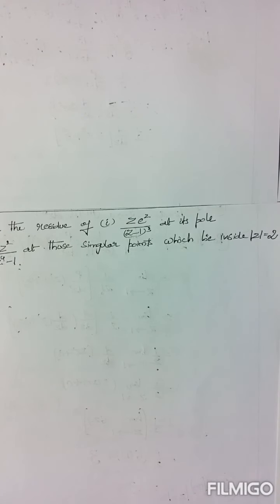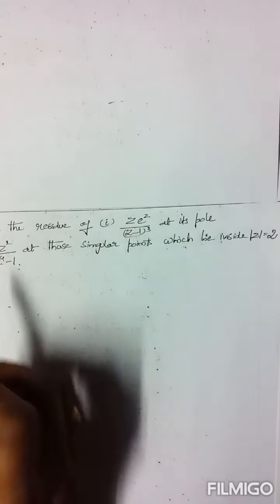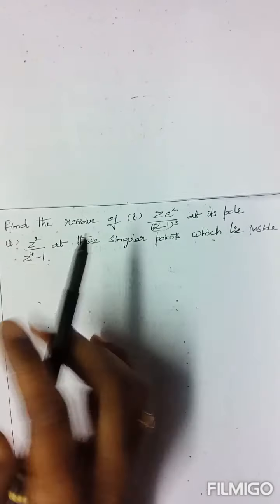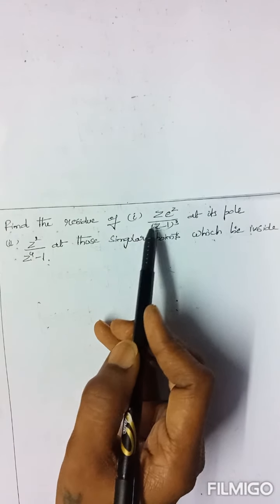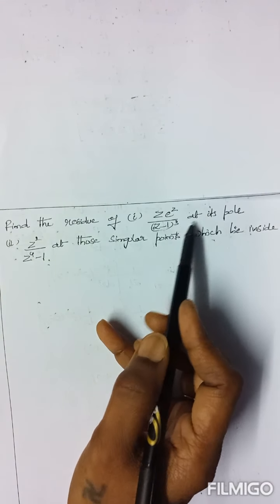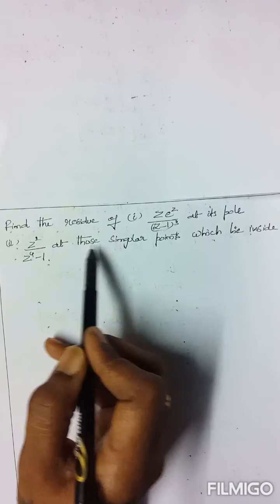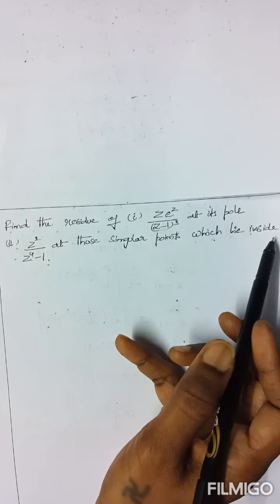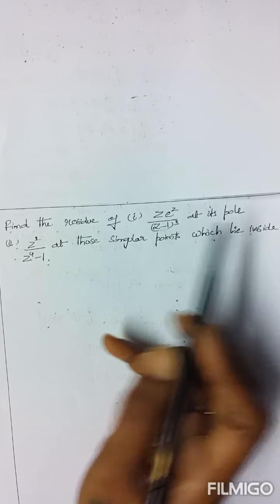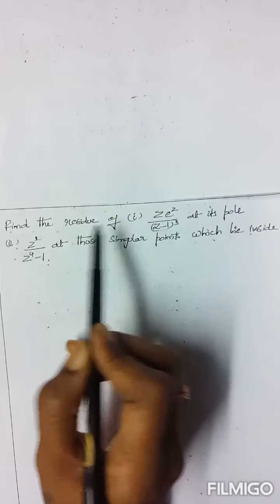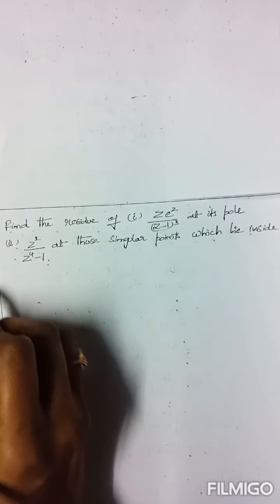Going to start problems on residue and poles. The present given question is: find the residue of z e power z by (z minus 1) whole cube at its pole, and z square by z power 4 minus 1 at those singular points which lie inside modulus of z equal to 2. Here we need poles and residues for both the functions.